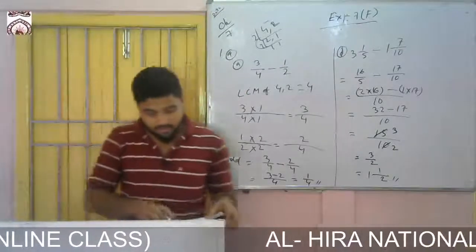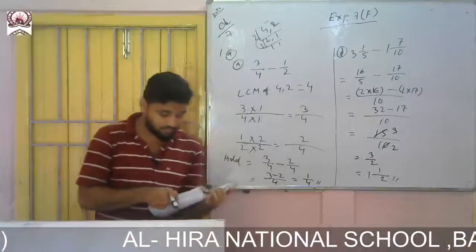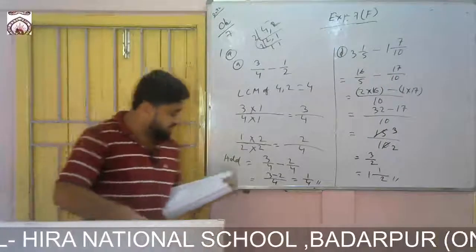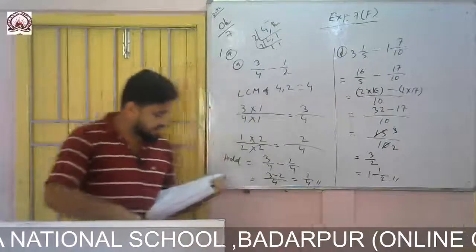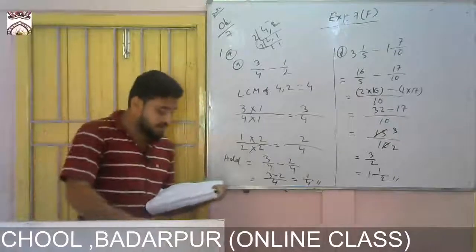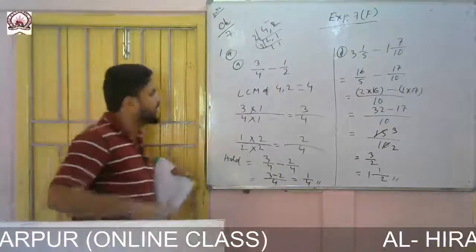Now come to question number 2. Subtract: 15 by 16 minus 3 by 8. Here 3 questions are there. From this I shall solve only 2. One you solve.